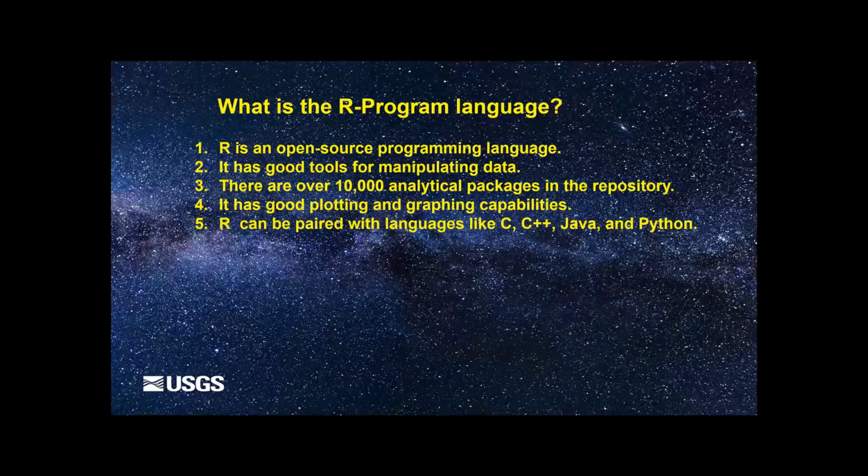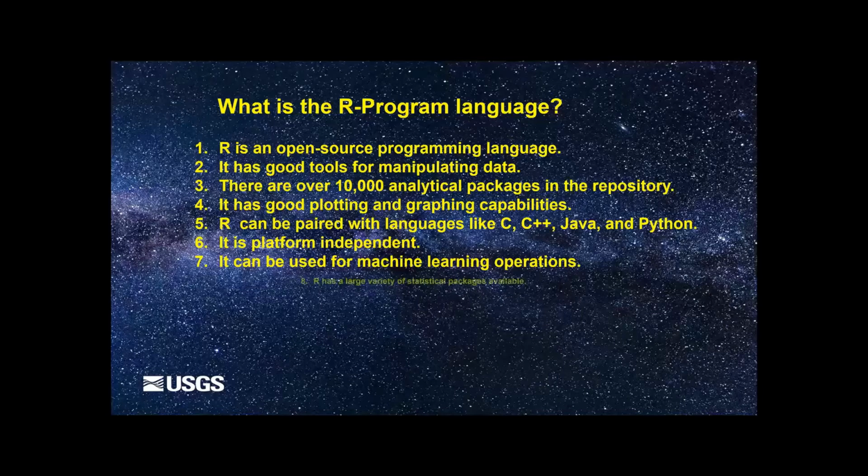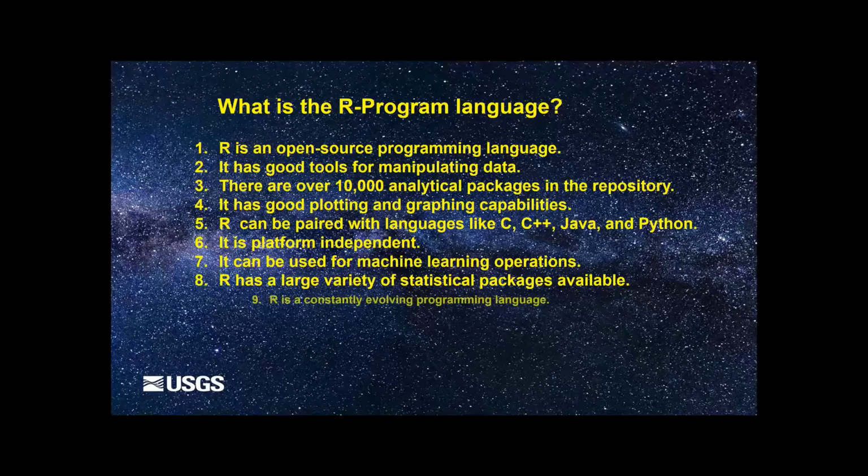R can be paired with other languages like C, C++, Java, and Python. It is platform independent. It can be used for machine learning operations. R has a large variety of statistical packages available. And R is a constantly evolving programming language. So HASP, for example, is something that the USGS has just added to R that other people can use.